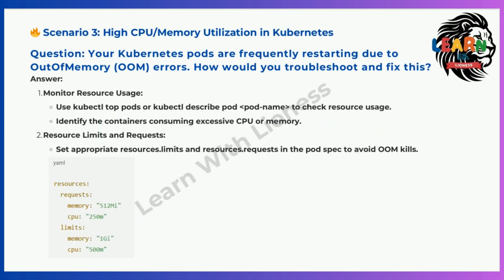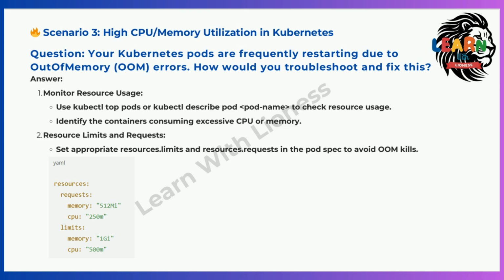Scenario 3. High CPU or memory utilization in Kubernetes. Question. Your Kubernetes pods are frequently restarting due to out-of-memory, OOM, errors. How would you troubleshoot and fix this? Answer. 1. Monitor resource usage. A. Use kubectl top pods or kubectl describe pod to check resource usage. B. Identify the containers consuming excessive CPU or memory.